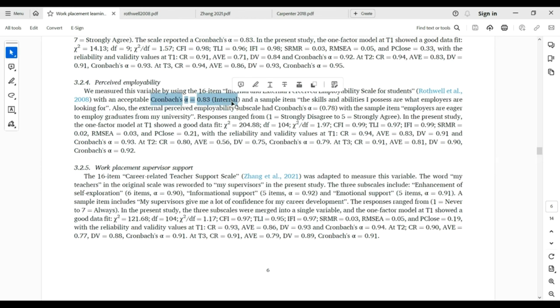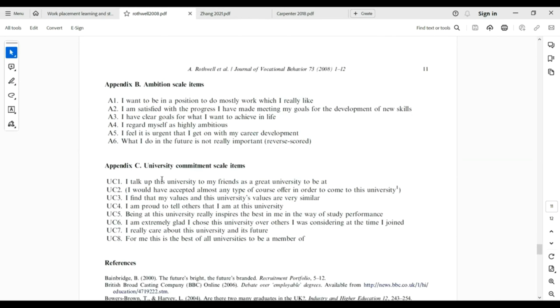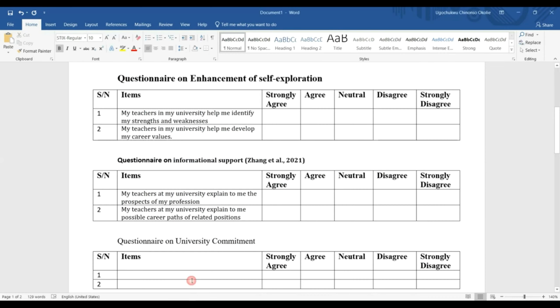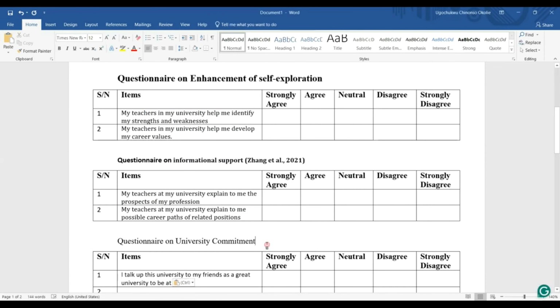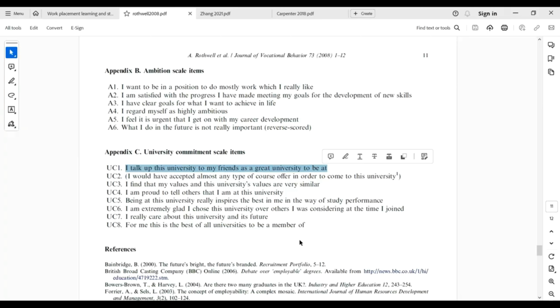So this Cronbach's alpha actually came from Rothwell, came from this particular paper. Now this is the scale for university commitment. So I take up this university. Now let me see that the first one is Rothwell et al. 2008. Okay, yeah, Rothwell. I think I wrote his name well. Okay, so this is the first one.